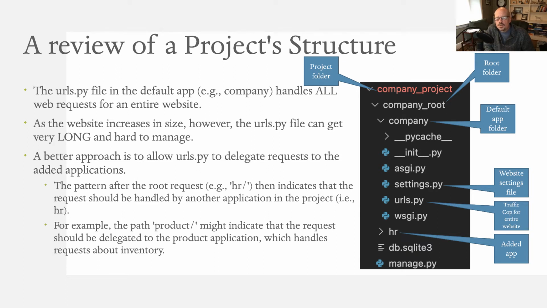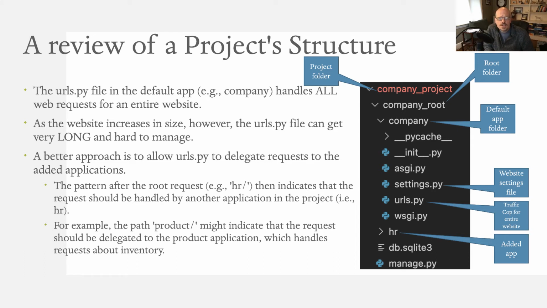Django really doesn't want you to dump everything into the main urls.py file. Instead, what it wants you to do is delegate the requests to the added applications. Now, in this particular project, we only have one added application, and that is HR, but a real website might have half a dozen or more added applications, each representing a different database and each representing a different function within the company. So in this video we're going to talk about how to delegate requests so that instead of everything being handled by urls.py, the urls.py can pass off requests to another file or an added application.